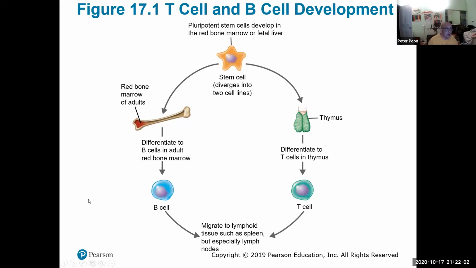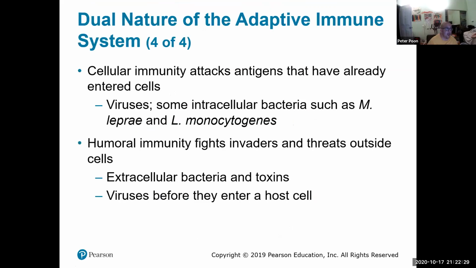Where these guys actually work is not really the bloodstream, but lymphoid tissue, like the spleen, lymph nodes, etc., tonsils. But mostly the lymph nodes. That's why they're called lymphocytes, because they're mostly in the lymph nodes. So humoral immunity, fluid; cellular immunity, cells.